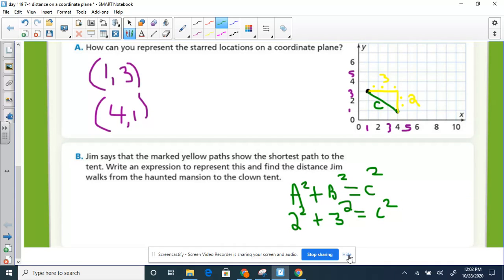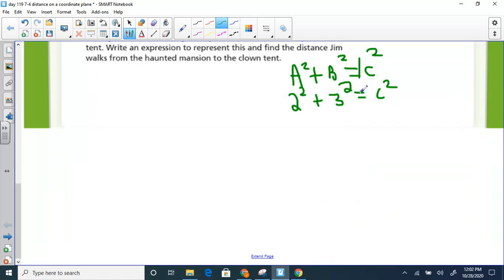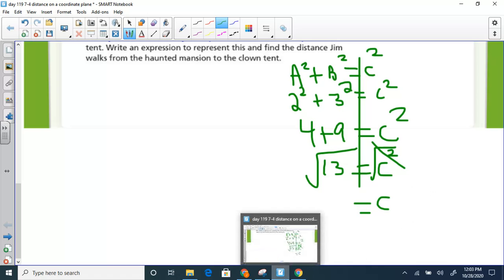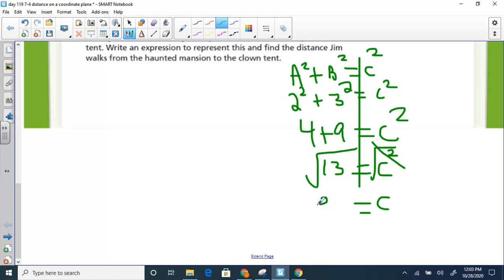And then we're solving an equation. So I draw my line through the equal sign. 2 squared is 4. 3 squared means 3 times 3 is 9, equals c squared. 4 plus 9 is 13 equals c squared. And when we're solving an equation, we need to undo squaring. The way you undo squaring is by square root because they're opposites. They cancel out. And I need the square root of 13, which is 3.6055. So I will round that to find the distance.